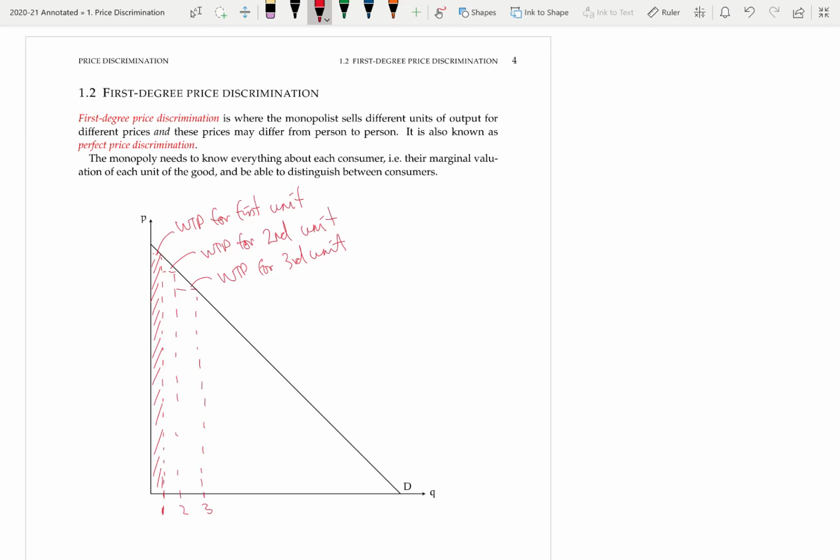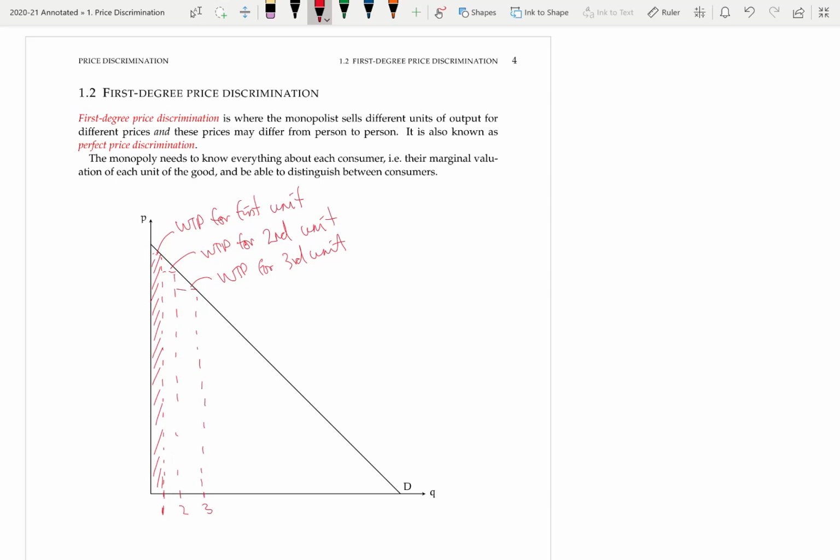So now let's think about how much the monopoly would actually want to sell. If it was going to sell 1 unit, what price would it sell it for? Well, it'd sell it for the willingness to pay, right? This rectangle. So this would be the revenue from that unit. If it wanted to sell 2 units, it would sell the first unit for this much, and the second unit for the height of this rectangle. So the revenue would be the area under the demand curve up to 2 units, and so on.